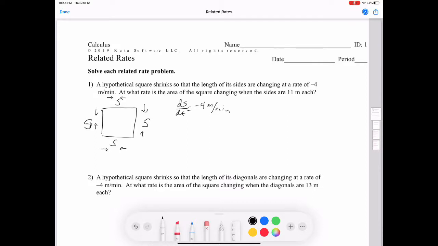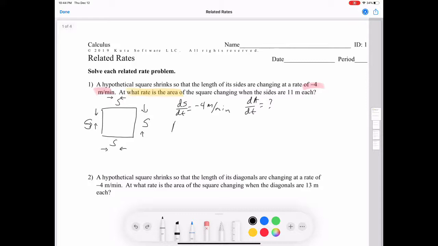So let's say we want to solve for area. How's the area changing? We're given the rate at which the sides are changing. So we're looking for dA over dt. That's our goal. So that's what we're going to take the derivative of. Okay.